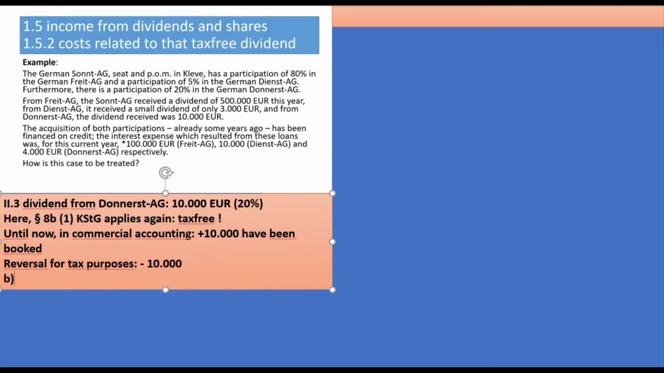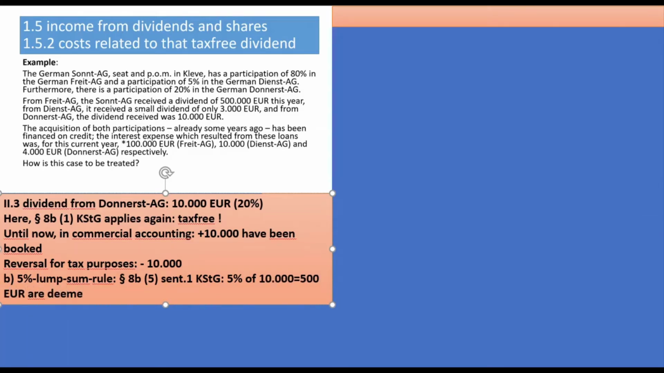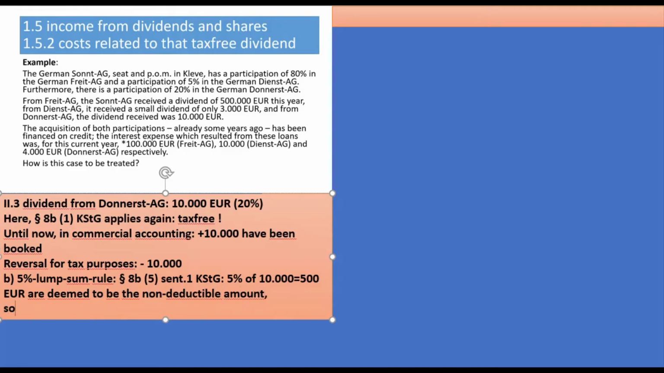B. Automatically connected with that is the 5% lump sum rule. Under 8b5 KStG sentence 1, 5% of 10,000, that is 500 euro, are deemed to be the non-deductible amount. So minus 500 expenses have to be eliminated from the profit and loss statement as non-deductible.